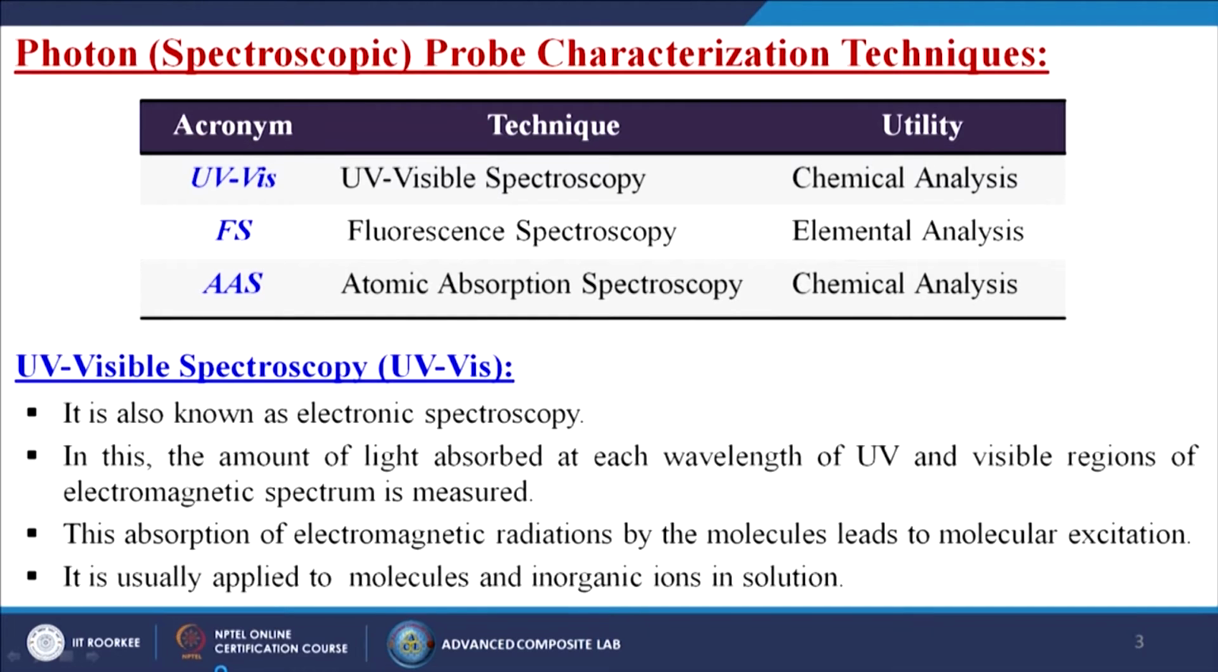First, let us see what UV visible spectroscopy is. It is also known as electronic spectroscopy. In this, the amount of light absorbed at each wavelength of the UV and visible regions of the electromagnetic spectrum is measured. This absorption of electromagnetic radiation by the molecules leads to molecular excitations. It is usually applied to molecules and inorganic ions in solution.